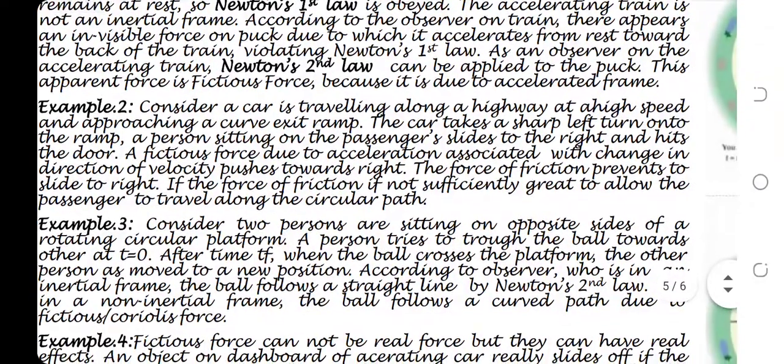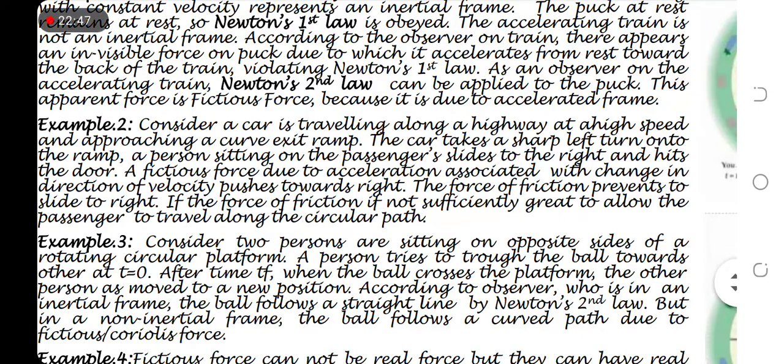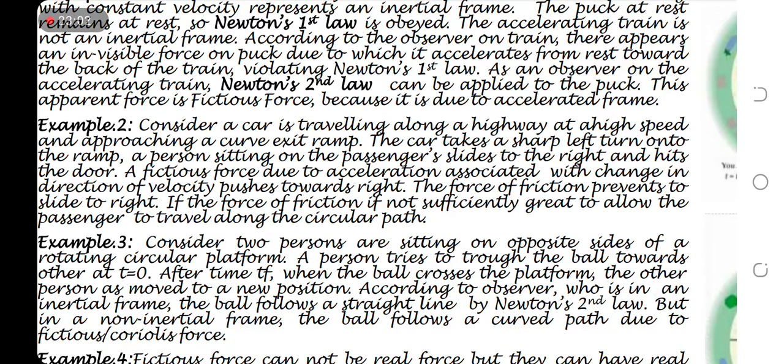The second example, to know about the fictitious force and motion of objects in an accelerated frame: consider a car traveling along a highway at a high speed and approaching a curved exit ramp. You know the exit ramp. Ramp means something like an inclined plane, and exit means escaping from the road. The car takes a sharp left turn onto the ramp.